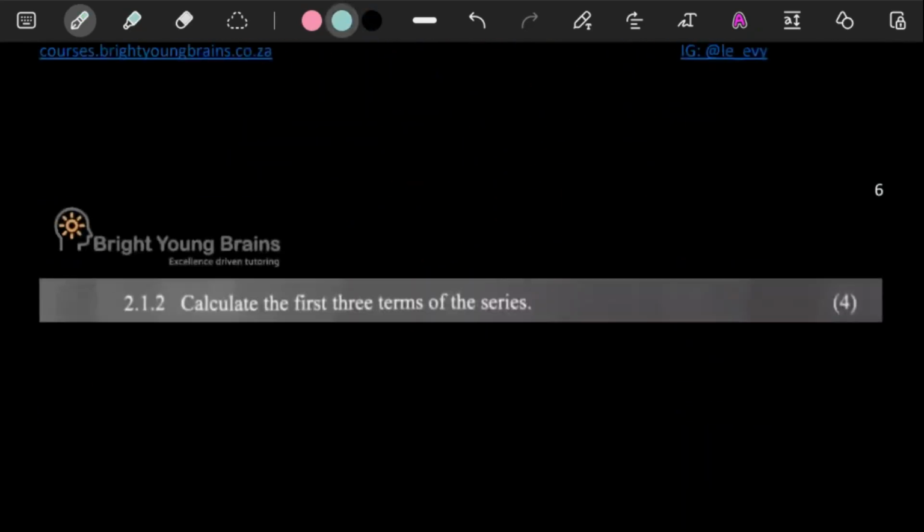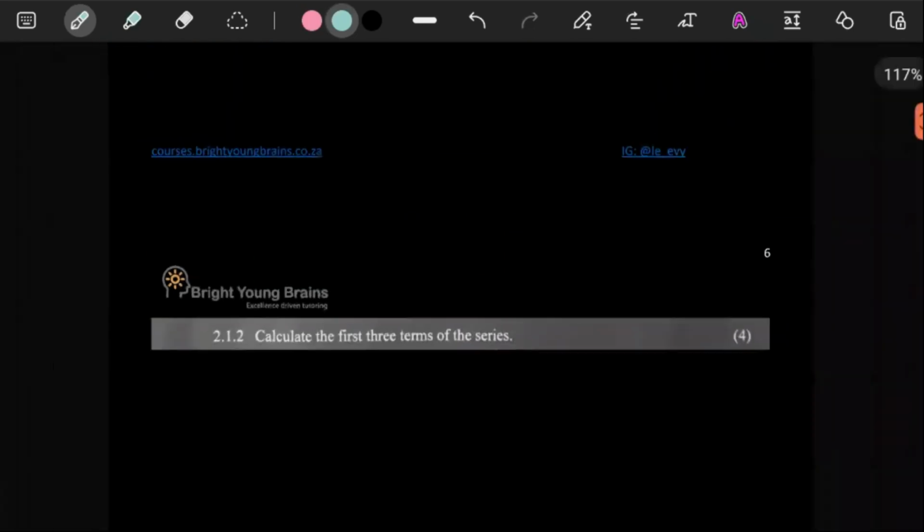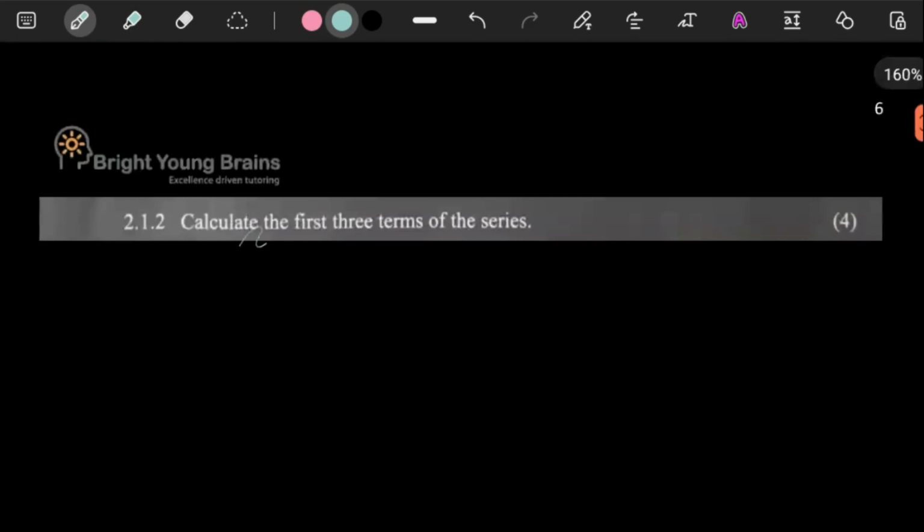Moving on, for 4 marks, it says we should calculate the first 3 terms of the series. Funny enough, there's a formula for a specific term in a sequence. You can say it is the sum of the number of terms minus the sum of the previous ones.